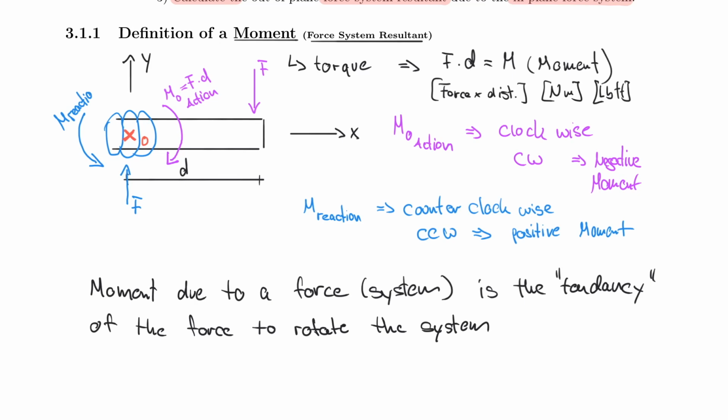So let me rephrase this, because again, this is at the heart of moments. Moments are only created if there's this tendency to rotate. And tendency means rotation is not happening. Let's write that down here maybe. So no rotation. In other words, if rotation is allowed, the moment will disappear.